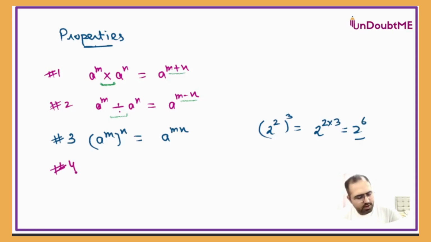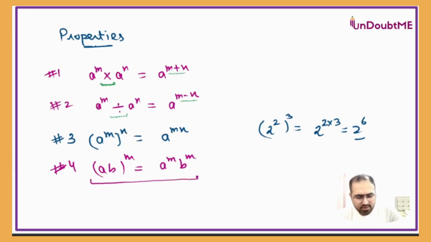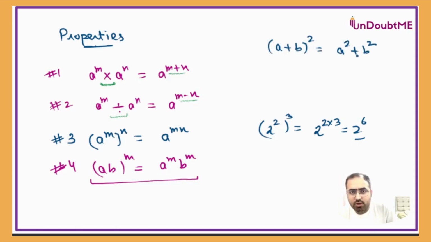Number 4, if I have ab raised to the power m, then if we have whole power and they are in multiplication, then we can write it down as a to the power m, b to the power m. A common misconception connected with this property is, if I have a plus b to the power, let's say 2, students write a square plus b square. This will be wrong. This is right only when it is ab to the power 2, and then it will be written as a square b square.